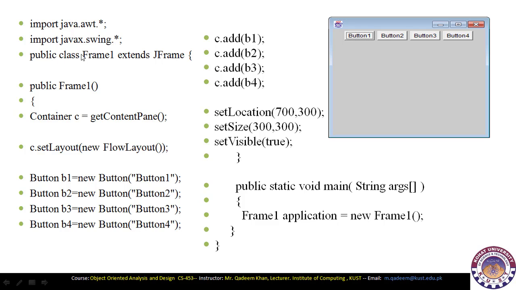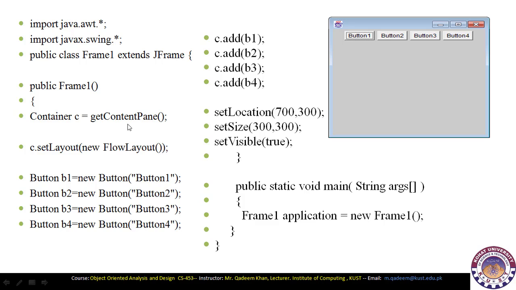And here we have defined our own class, public class frame1, which is inherited from the JFrame. So the extends relation is used for inheritance to show that this is the parent and this one is the child. Now this is the constructor here, public frame1. In the constructor we define the container. Container is exactly like the JPanel, where we can place different components.